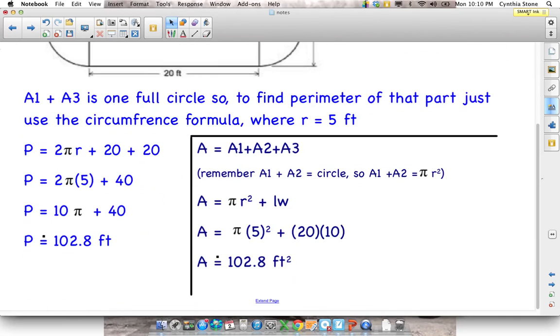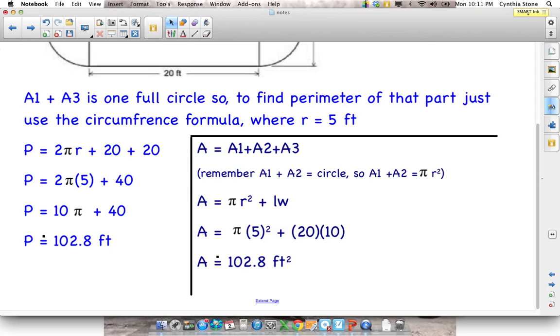Anyway, so, doing the perimeter first: 2 pi r plus 20 plus 20. So 2 pi times 5, because r is 5, plus 40, because I just added those two. So 2 times 5, so it's 10 pi plus 40. Okay, so really, when you're doing the simplifying, pi is kind of like an x. It's just a symbol that's sitting there.